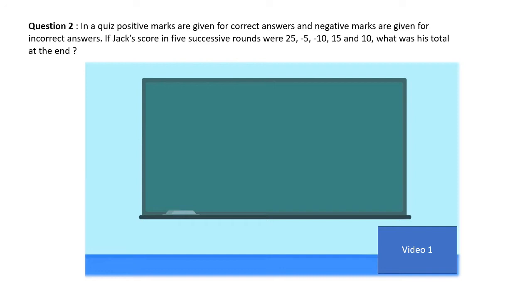The first and foremost step is to read the question and understand the question. Only then we will be able to do the solution. So let's read the question.